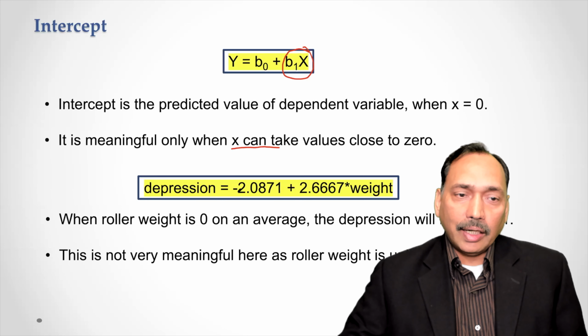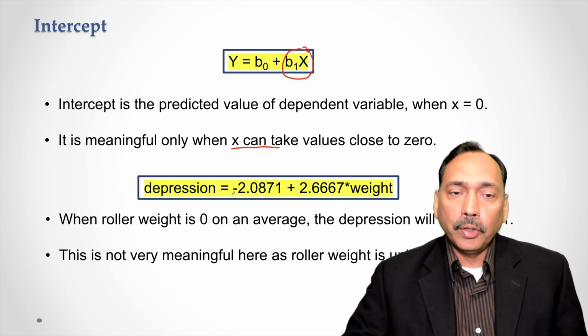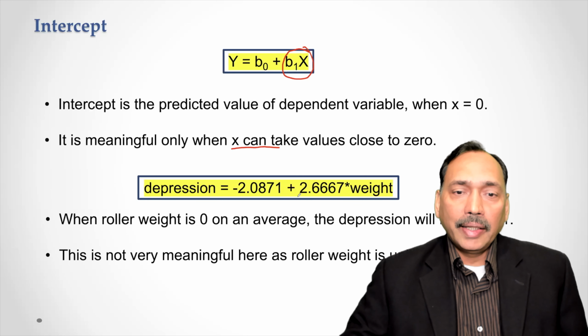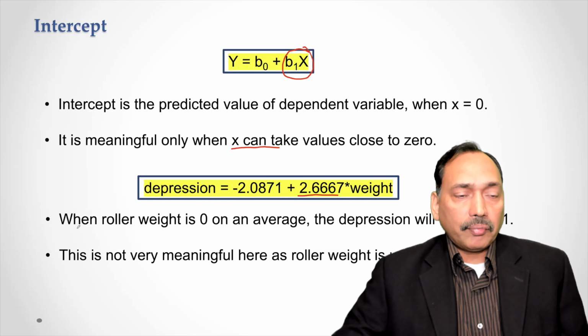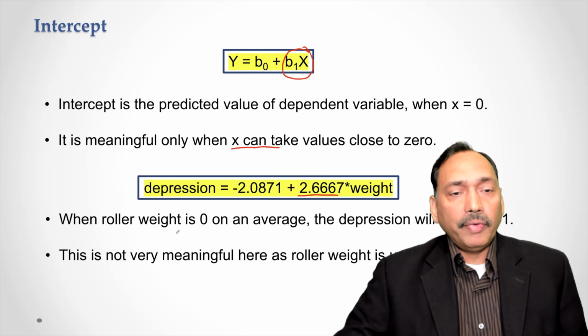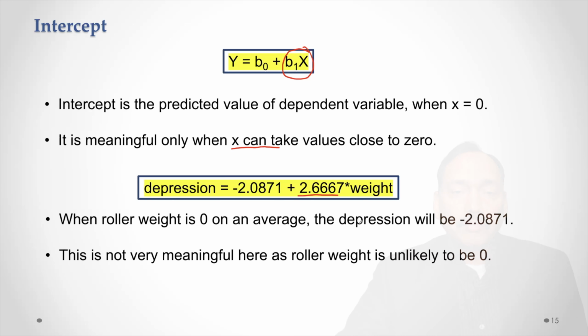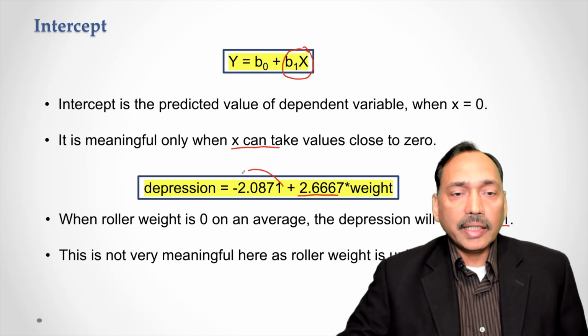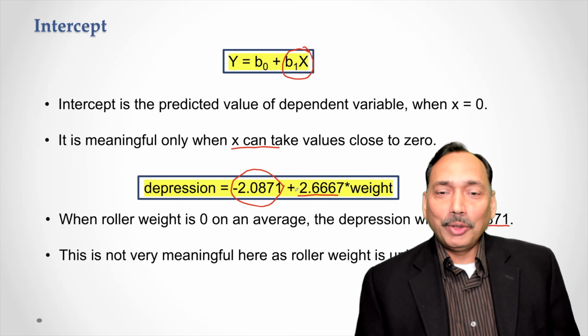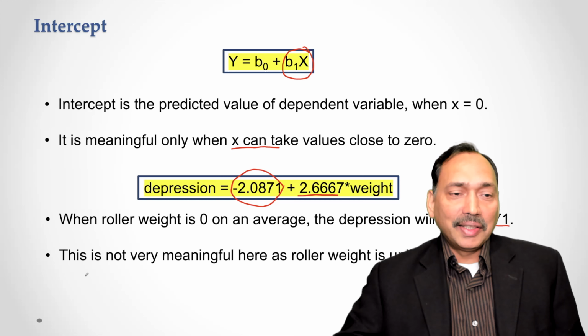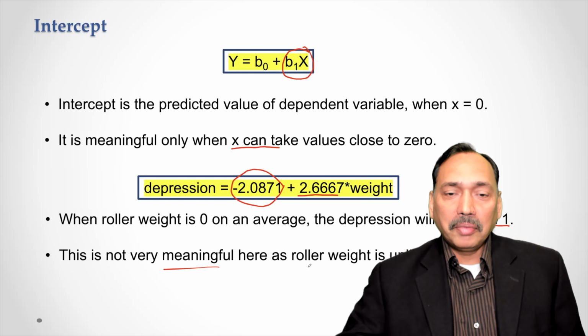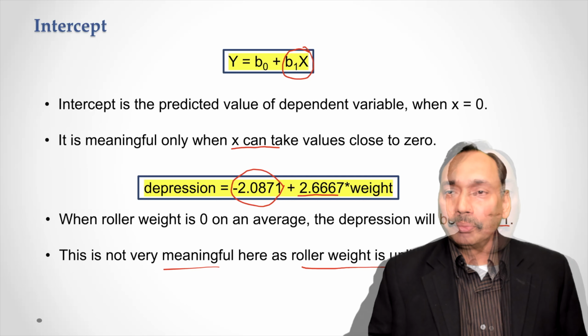So if you look at our equation, I just picked up value of intercept from that summary table, and same thing with the slope. So we get this straight line equation. So we can say when roller weight is 0 on an average, the depression will be negative 2.0871. So that's the interpretation of intercept. Obviously, roller weight is not going to be 0. So this is not very meaningful because roller weight is unlikely to be 0.